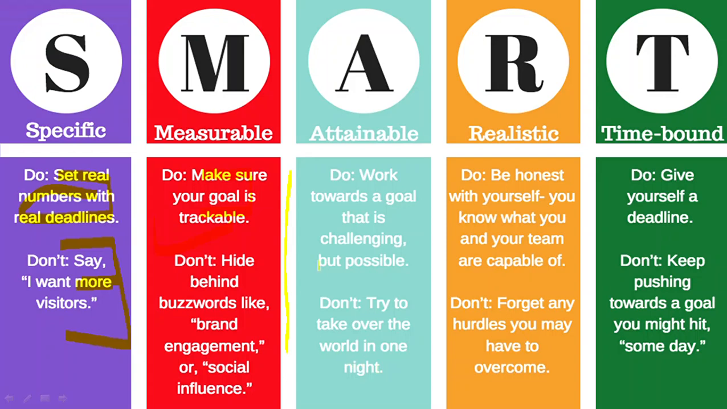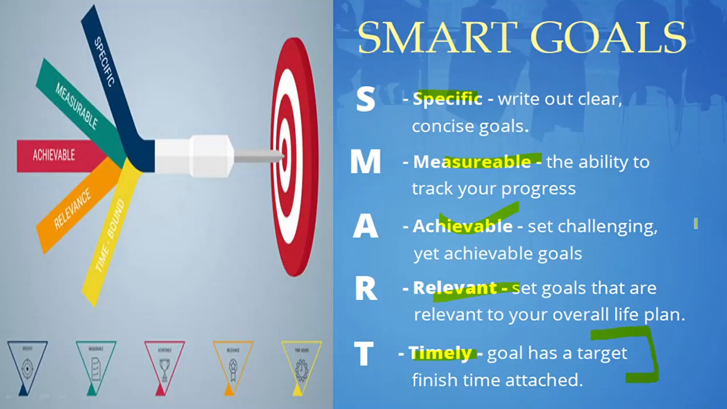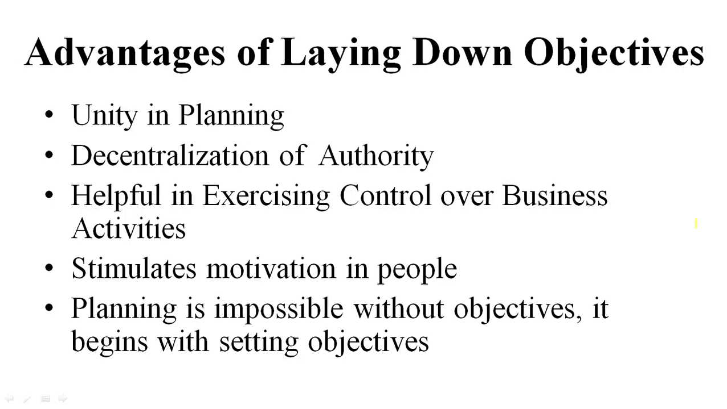They should be attainable, they should be realistic, they should not be something that you cannot attain, that you can only write or say. So work towards a goal that is challenging but possible, realistic. Be honest with yourself. You know what you can achieve. Don't forget any hurdle you may have to overcome. And they should be time bound. Don't keep pushing towards a goal you might hit someday. Give yourself a deadline. So by this date you have to achieve this goal. That is how you can make your objectives more effective.